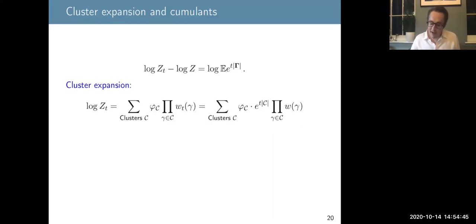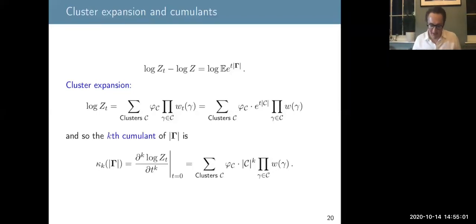And so if I want to understand the cumulants of this, I just need to look at the coefficients. If I want to understand the kth cumulant of this random variable, I just need to understand the coefficient of t to the k in the Taylor series of the cumulant generating function. So the kth cumulant of the random variable I'm interested in is just the kth derivative with respect to t of this cluster expansion evaluated at t equals 0. But I'm happy because I showed that this cluster expansion converges absolutely. So I just differentiate within this infinite sum, and I get this expression for the kth cumulant.